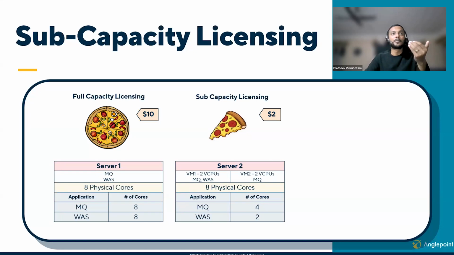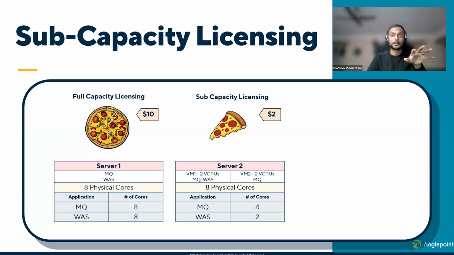But when it comes to sub-capacity, you will be licensing only the VM. For example, here we are showing two VMs, and each has two cores. One has an MQ, and one has an MQ and another product. So instead of licensing the 8 cores on a full capacity basis, when we license a VM, it will only show 2 cores of capacity. This is utilizing your appetite and licensing only your appetite. That's basically full capacity versus sub-capacity, and how everyone in this world is utilizing the benefit of sub-capacity, using this analogy.